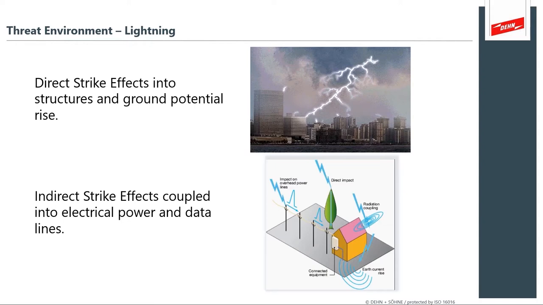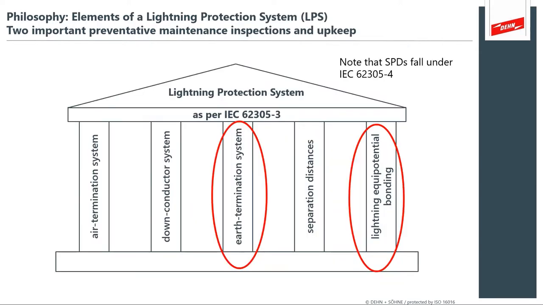In addition, there's very common indirect strikes. This is when it strikes nearby, the tree or the ground or even the power lines nearby. They'll produce very strong ground currents, which contribute to ground potential rise. And these effects really are the focus behind our discussion today. So we're looking at the effects of lightning.